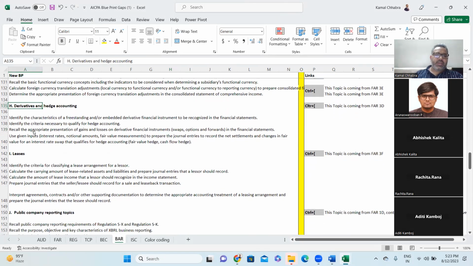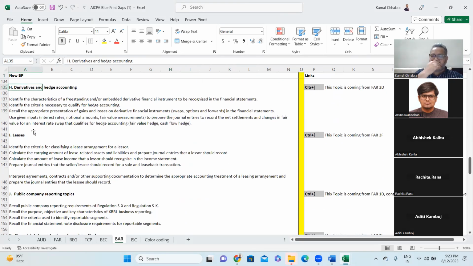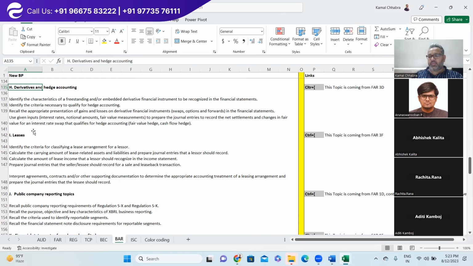Right? Next is derivative and hedge accounting. So derivative and hedge accounting, have you heard this term before? I heard about hedge accounting, but not sure about derivative. Anyone else? Yeah, like future, forward. This is there to mitigate risks, maybe, where companies hedge their risks.